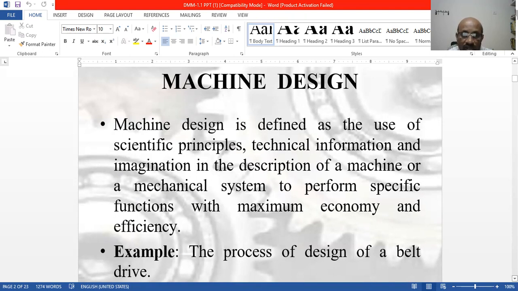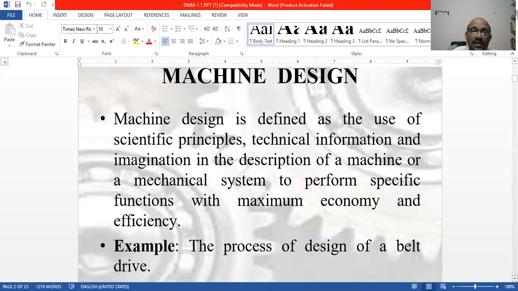First, we have to go for scientific principles, technical information, and the imagination of the product. Then how the machine element is described, all these things we have to consider. And with economy, we always have to think about the cost of the product. With maximum economy, it should give maximum work done and maximum efficiency. For example, design of a belt, a connecting rod, a piston, a crankshaft, a turning fixture, a welding fixture, a broach. Many mechanical members are there, and all these things we have to design.